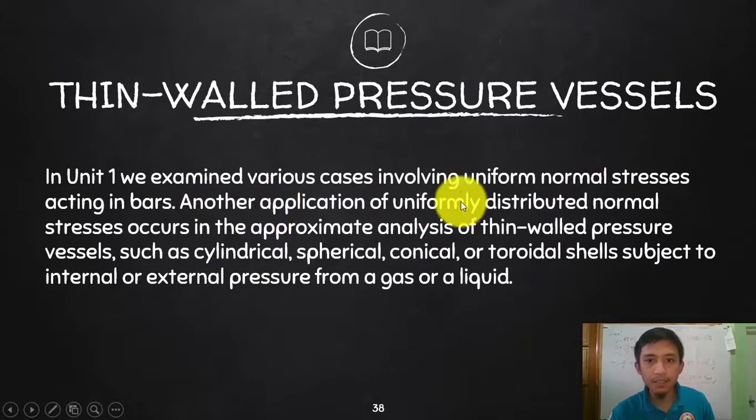Another application of uniformly distributed normal stress occurs in the approximate analysis of thin-walled pressure vessels. That is for us to simplify the analysis by considering it to be a normal stress. We will later on find that out. We will go to the figure. Such vessels include cylindrical, spherical, conical, and toroidal shells subjected to internal or external pressures from a gas or liquid. As long as there are these bursting pressures handled by this thin wall, it can be categorized under thin-walled pressure vessels.